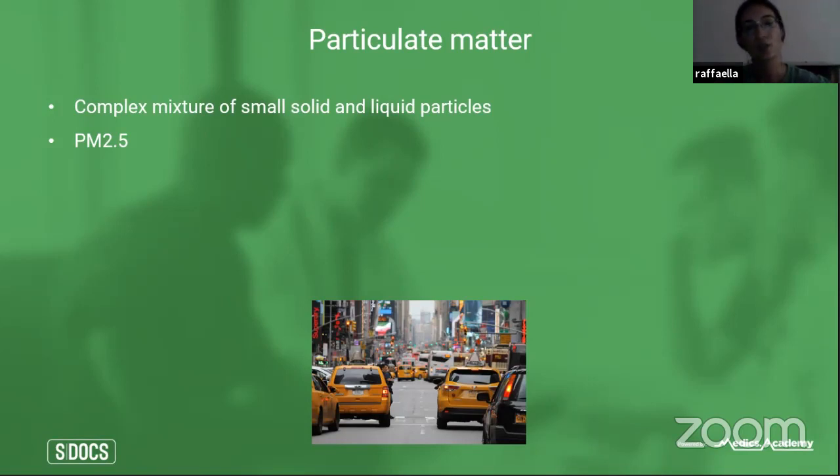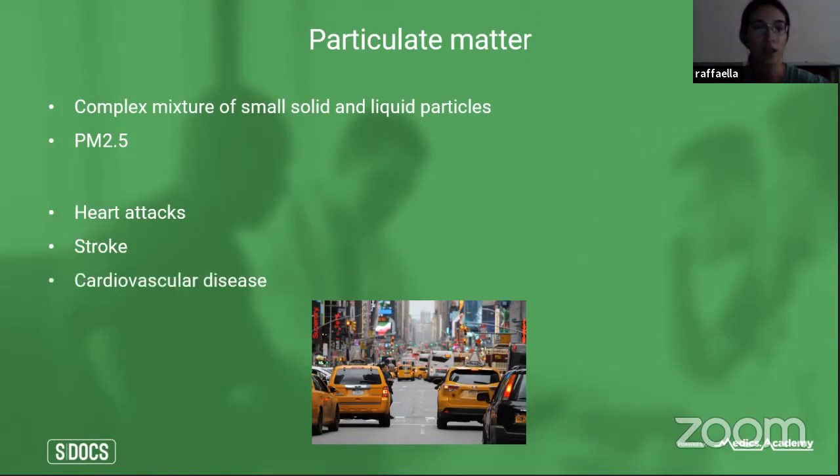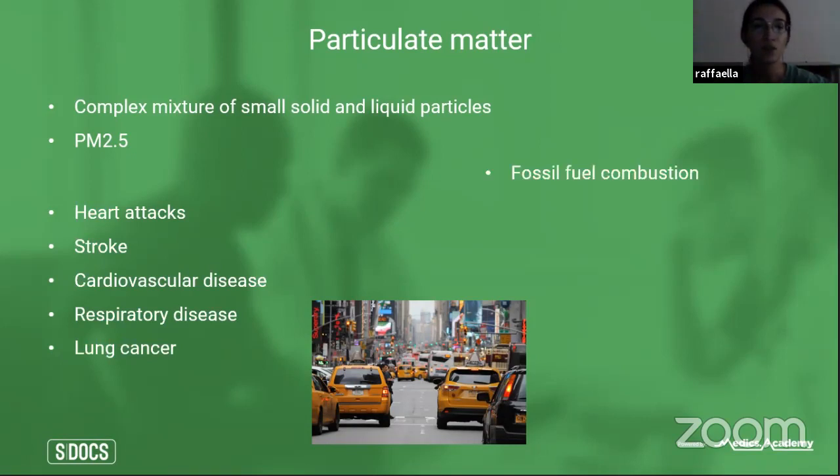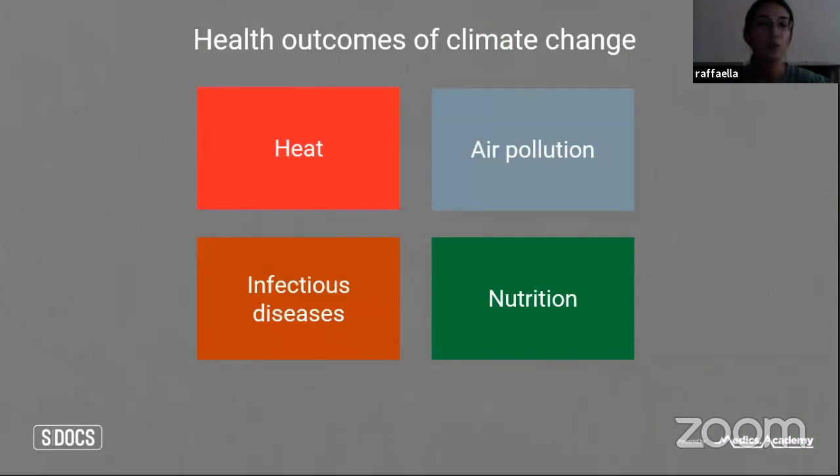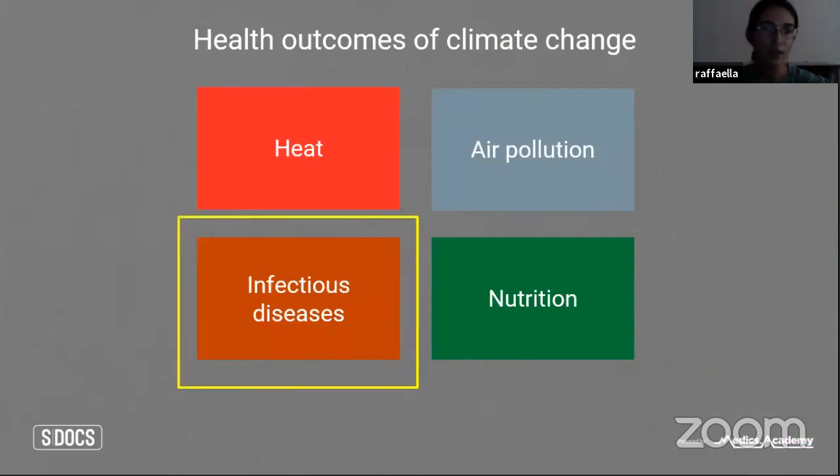So research has shown that inhalation of particulate matter can be deadly by causing heart attacks and strokes. Also, chronic exposure can cause cardiovascular and respiratory disease and lung cancer. Particulate matter can be produced by combustion of fossil fuels, wildfires, burning domestic fuel for cooking and heating, and industrial emissions as well. So now let's move on to discuss infectious diseases.